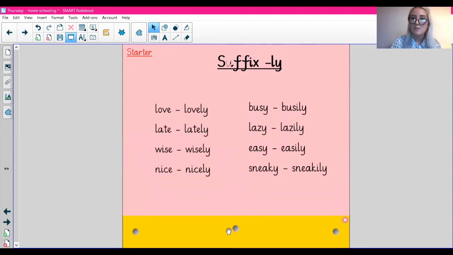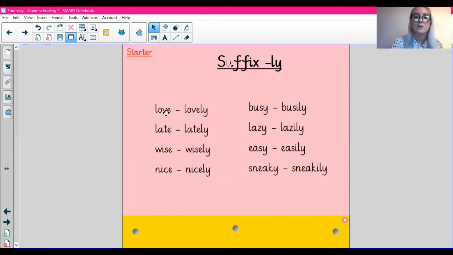So here are some examples of some words which end in ly. So have a little look at them. Maybe you can think of some more. So maybe pause the video and see if you can brainstorm some words which use this suffix ly. I wonder if you can notice the difference between these words which end with ly and these words which end with ly. Look at the way maybe we form our new words.